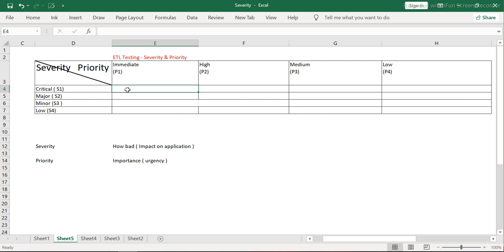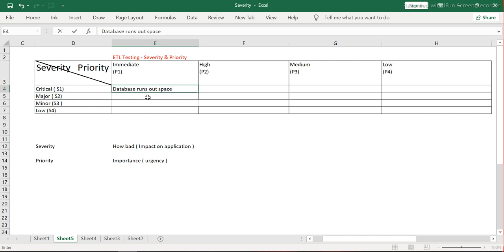So this is something, the category is P1 and S1, right? P1 is priority and S1 is severity, critical, right? So, database runs out of space.